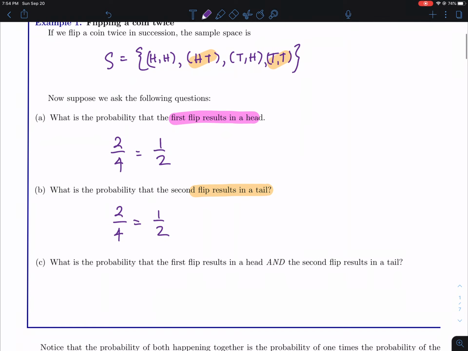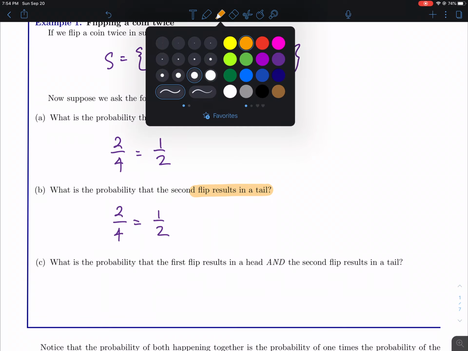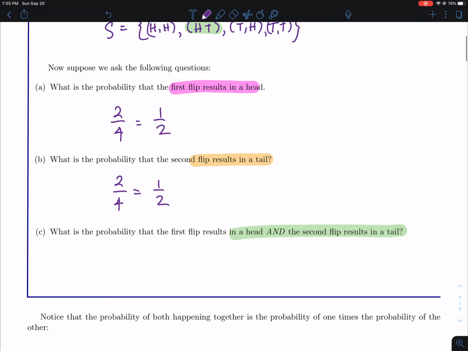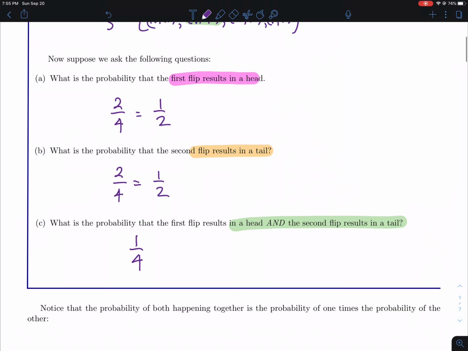So now what we want to do is combine this together and look at the probability that we flip a head and the second flip is a tail. In this case, it has to be both. So we have to have a head in the first position and a tail in the second position. And if we look, there's only one of those in our chart up there. So we'd have a 1 in 4 chance of flipping a heads first and then a tail. All right, so the probability of both these things happening together was 1/4.